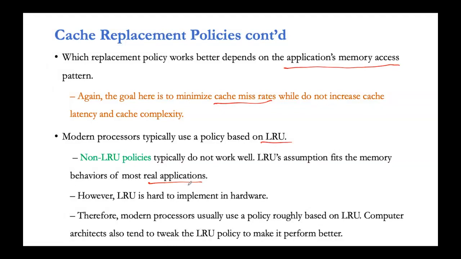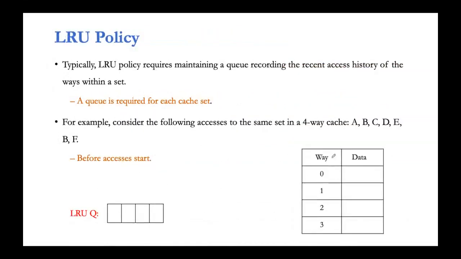It is hard to implement in the hardware. Therefore, modern processors usually use a policy roughly based on LRU, that is, an approximation of the least recently used cache replacement policy. The computer architects also tend to tweak this LRU policy to make it perform better. For that, we'll understand the basic principle and the step-by-step process of this LRU replacement policy algorithm.